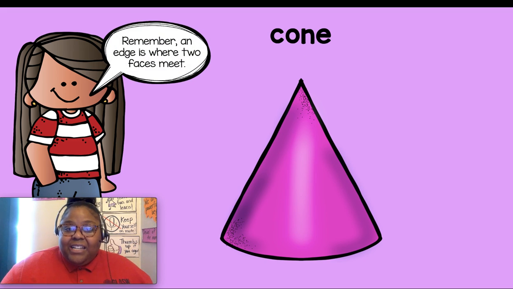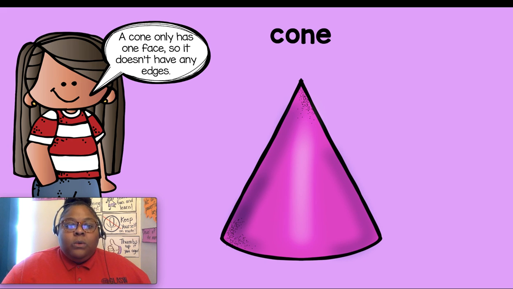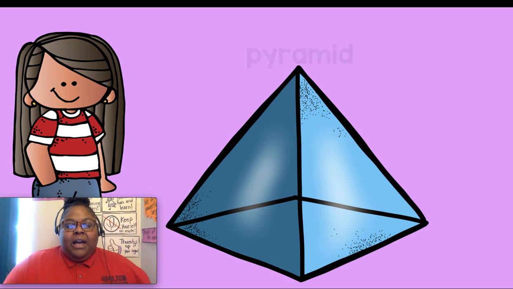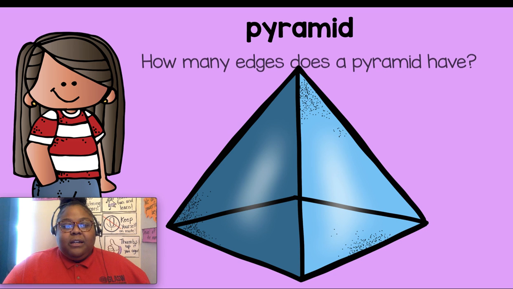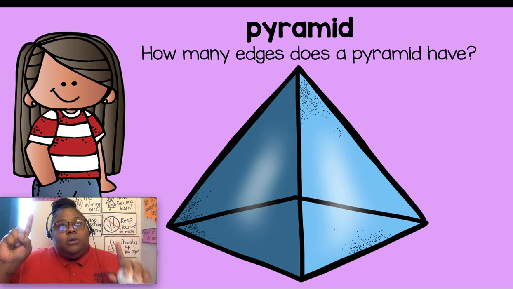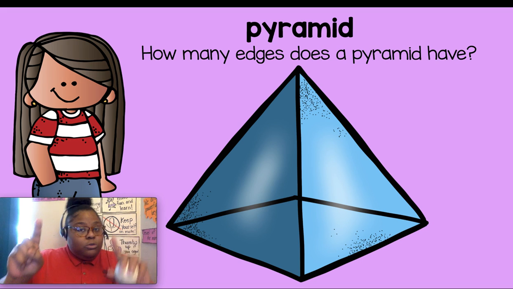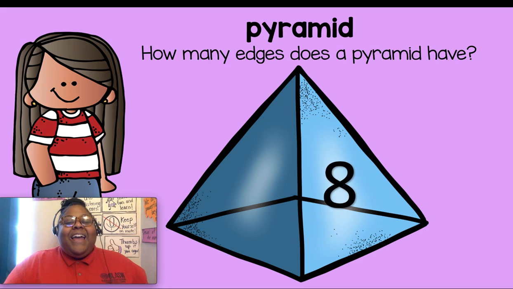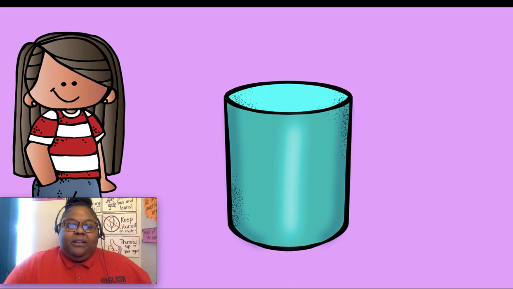Remember, an edge is where two faces meet. A cone has only one face, so it doesn't have any edges. It's 0. Tried to trick you. How about our pyramid? How many edges does a pyramid have? It has 8. 8 edges on a pyramid.